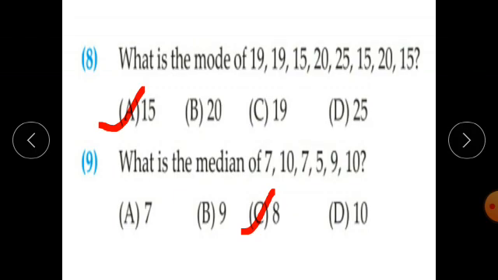So 7 plus 9 divided by 2. So answer is 8. So first option is given 7, second is given 9, third option is given 8, fourth option is given 10. So C option is correct, that is 8.